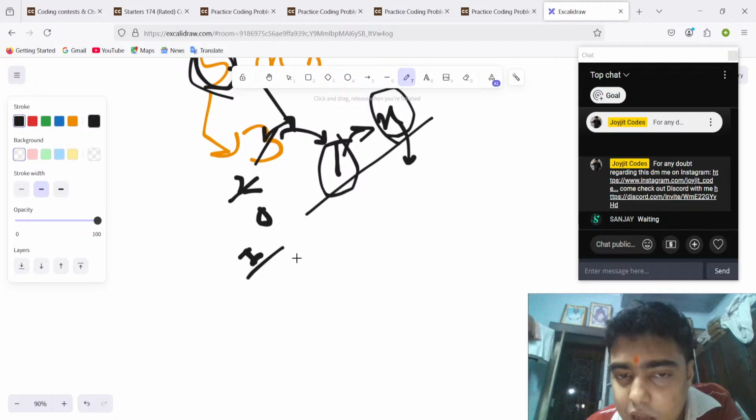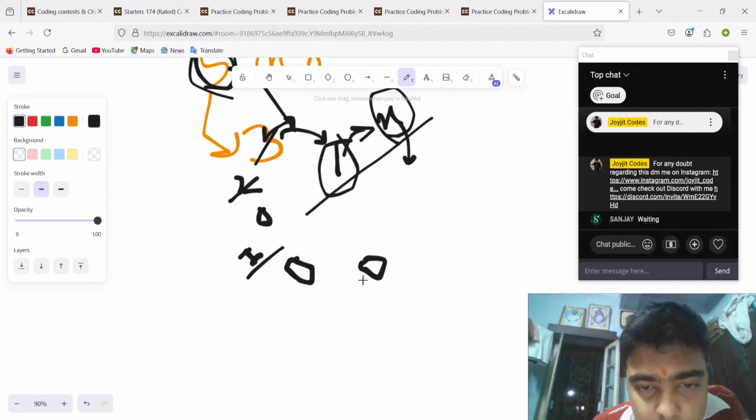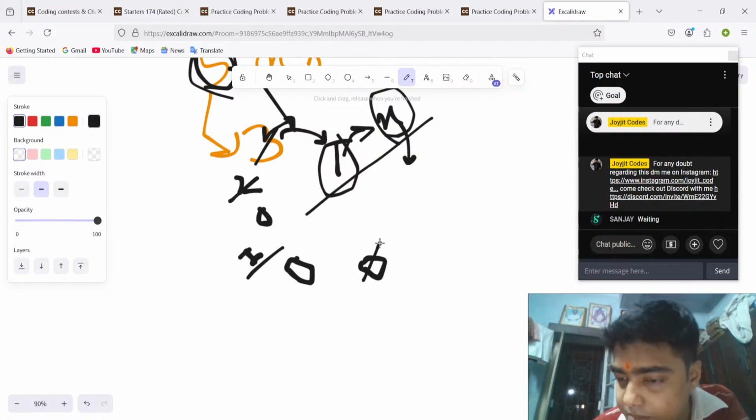Now we are done with this, but one thing that I was just explaining, that even after reducing them, we are getting some zeros. So how can we reduce the zeros further? What we can do is take 2 zeros and make it 1, and remove 1 zero from it.